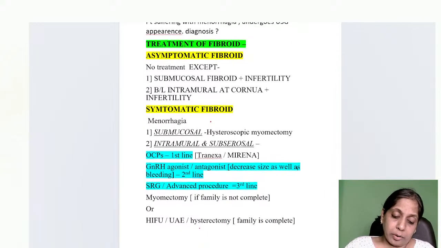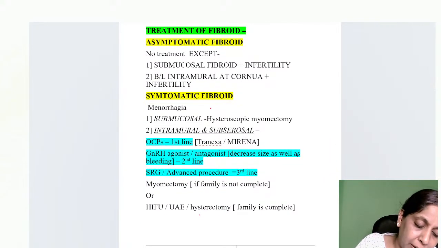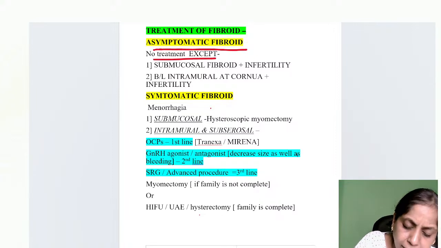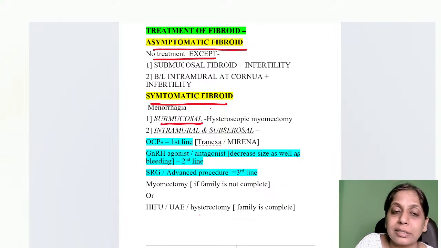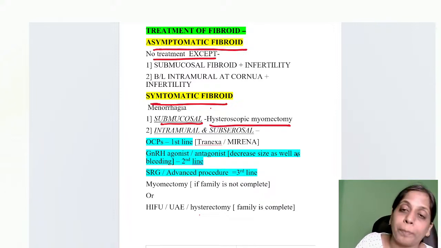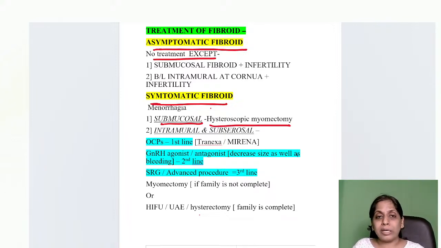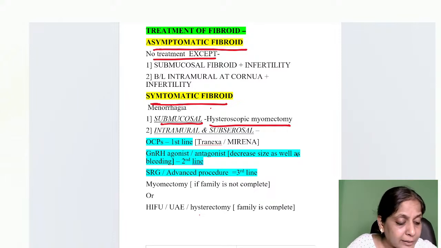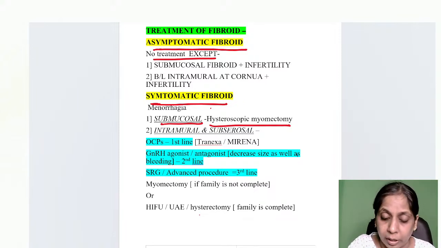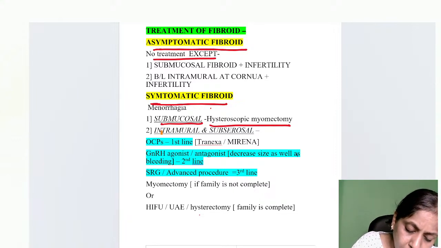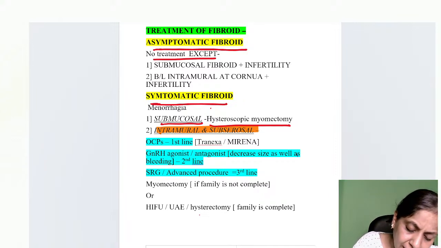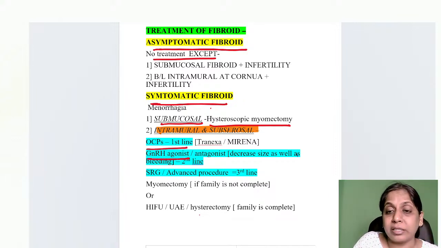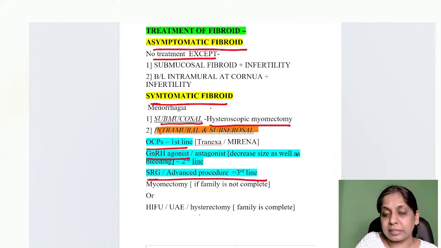Okay, right. What is the treatment of fibroid? If it is asymptomatic, we have to give no treatment, students. If it is symptomatic, then submucosal fibroid, like the chocolate cyst, has only one treatment, hysteroscopic myomectomy. So we have only one treatment for the fibroid, that is the hysteroscopic myomectomy. Okay, and if it is intramural or subserosal, then medical management can act. The first line is OCP, second line is GnRH, and the last but not the least is the surgery.